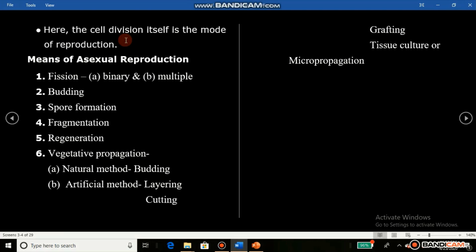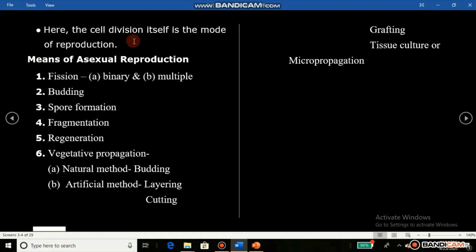You know that cell division is of two types, meiosis and mitosis. So asexual mode of reproduction depends on the mitosis type of cell division. The cell divides mitotically. That is the process that occurs in cell division, and the same process happens in asexual mode of reproduction. That is the base of this mode of reproduction.